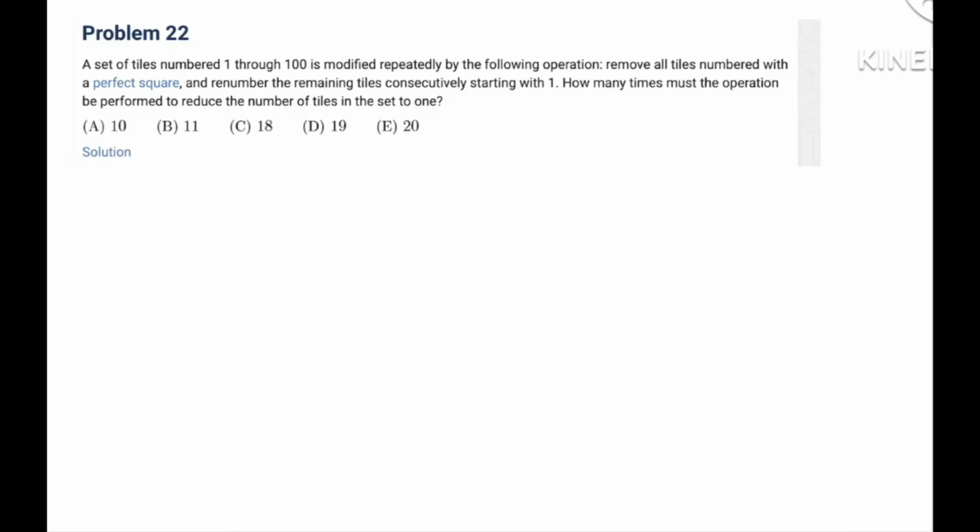So there are 100 numbers, and then remove all tiles numbered with a perfect square. So the number of perfect squares in 1 to 100. There are 10 perfect squares, right? And so minus 10, it becomes 90. And then from 1 to 90, the number of perfect squares is 9. So if we subtract 9, that becomes 81.